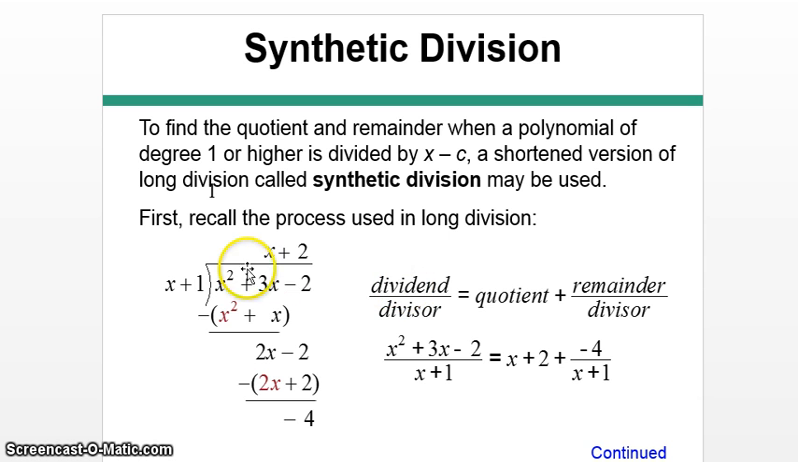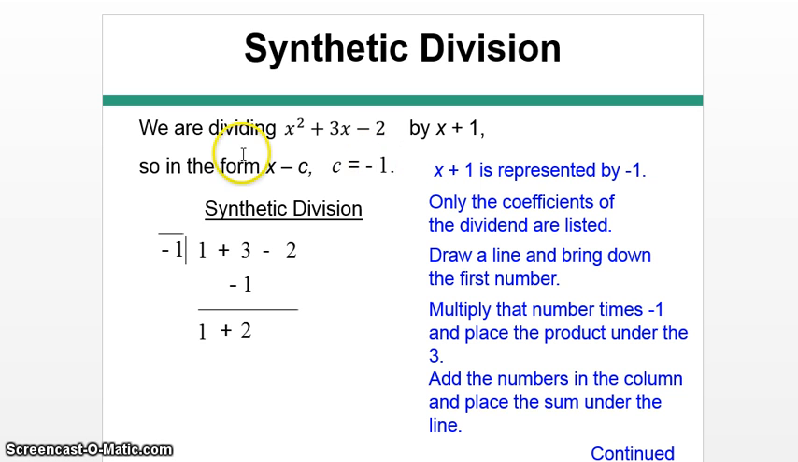Dividend is x squared plus 3x minus 2. Divisor is x plus 1. Quotient is x plus 2. Remainder is negative 4. We are dividing x squared plus 3x minus 2 by x plus 1.